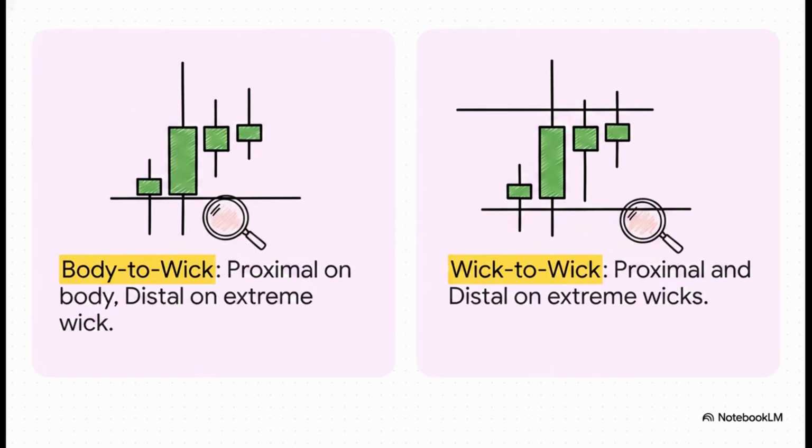When you're actually outlining these base candles, traders typically use one of 2 acceptable methods. You've got the body to wick method, which places the proximal line on the body of the base candle and the distal line on the extreme outer wick. Alternatively, there's the wick to wick method, where you place both lines on the absolute extreme wicks of the base. Whichever you choose, just remember, precision right here is what filters out the noise and clearly defines your exact risk.